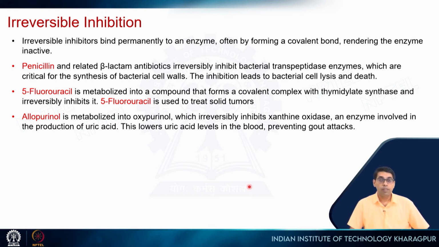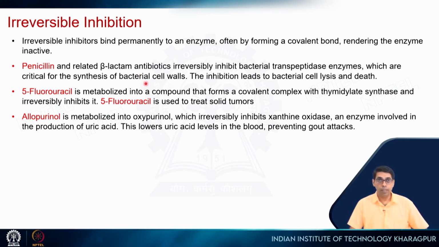We also have irreversible inhibitors, and here I am giving you some examples. Irreversible inhibitors permanently bind the enzyme. They kill the enzyme permanently because they form a covalent bond with the enzyme. Penicillin and the penicillin class of molecules, the related beta lactams, are antibiotics. They irreversibly inhibit the bacterial transpeptidase enzyme. Transpeptidase is important for synthesis of bacterial cell walls.